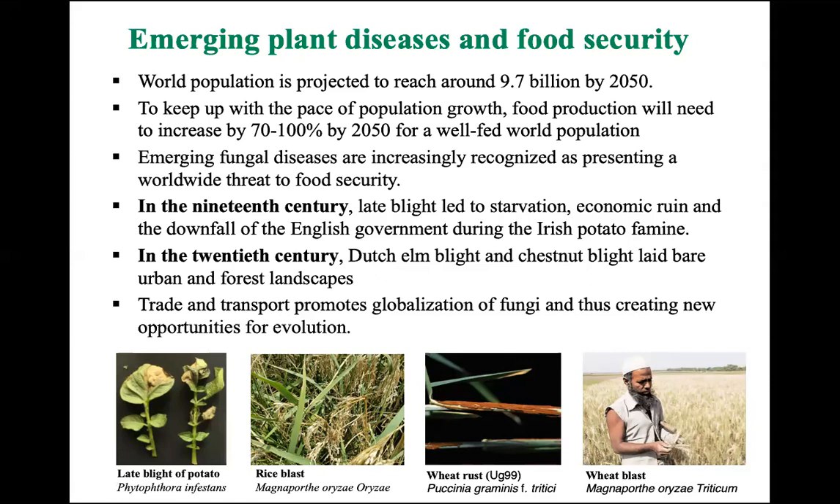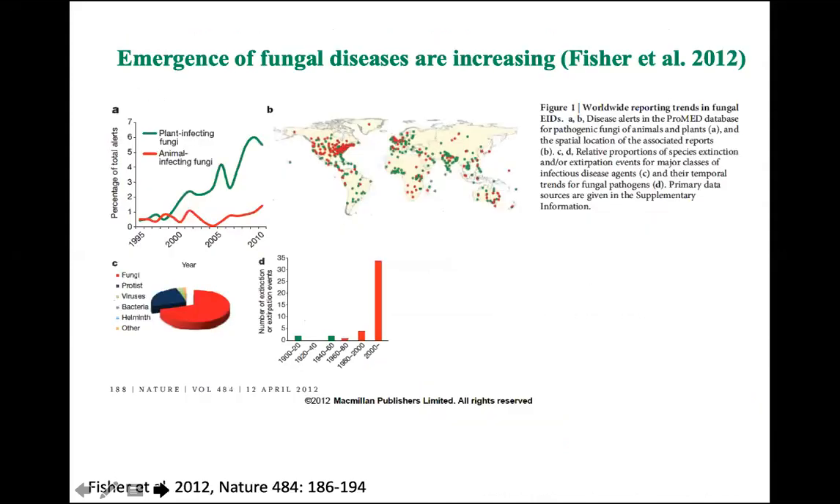If wheat blast moves to these two countries, it would be catastrophic, and the world famine will come back again. Here you can see the emergence of fungal diseases, how they are increasing. This is a paper published in Nature. This graph shows plant-infecting fungi, how they are increasing from 1995 to 2010. A four or fivefold increase, and this is a true and genuine threat to food and nutritional security.